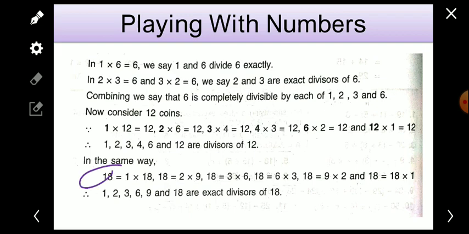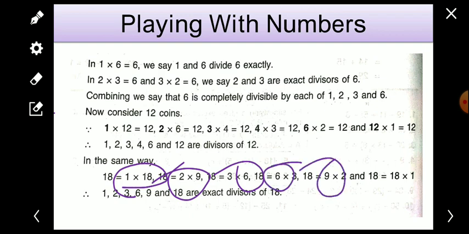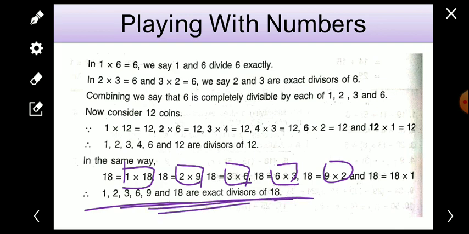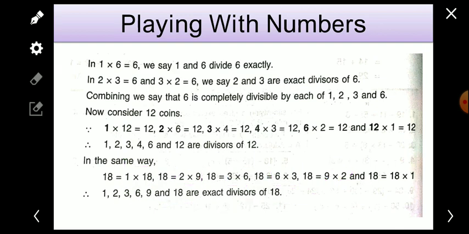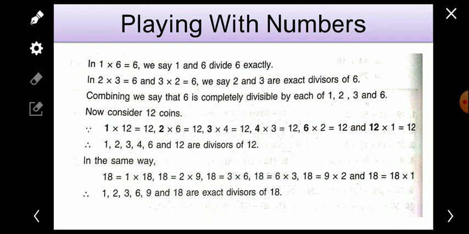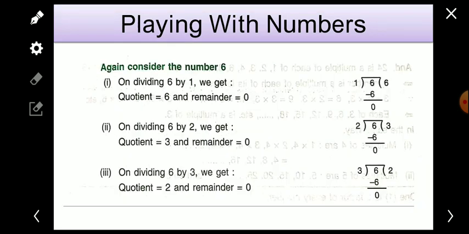Suppose that we have to find the divisors of 18. So 18 can be written like this: 1 into 18, 2 into 9, 3 into 6, 6 into 3, 9 into 2, or 18 into 1. So these numbers, 1, 18, 2, 9, 3, 6, are the exact divisors of 18. In the form of multiplication we can get the divisors of any number. Here the divisors of 18 are 1, 2, 3, 6, 9 and 18. So this is a very easy way to find the divisors of any number.